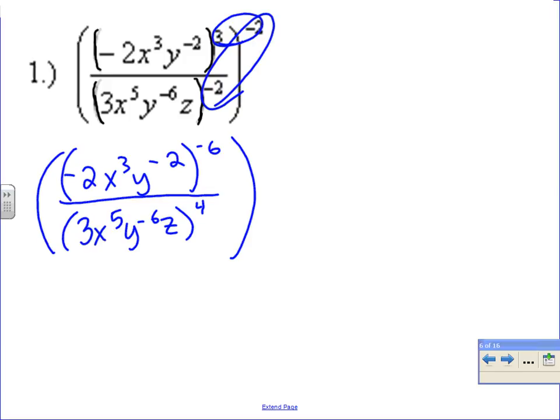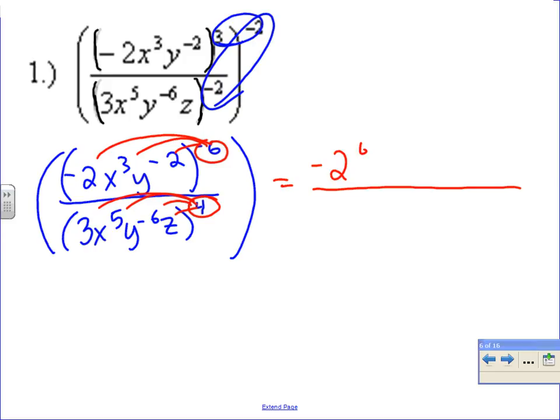Now we're going to distribute. So now we're back to what we've always been doing. Distribute this -6 to every term. Distribute the +4 to every term, even if it only has an exponent of a 1. So we now have -2 to the 6th, x to the 18th, y to the -12. If you're going ahead of me, just make sure that you're checking your steps.